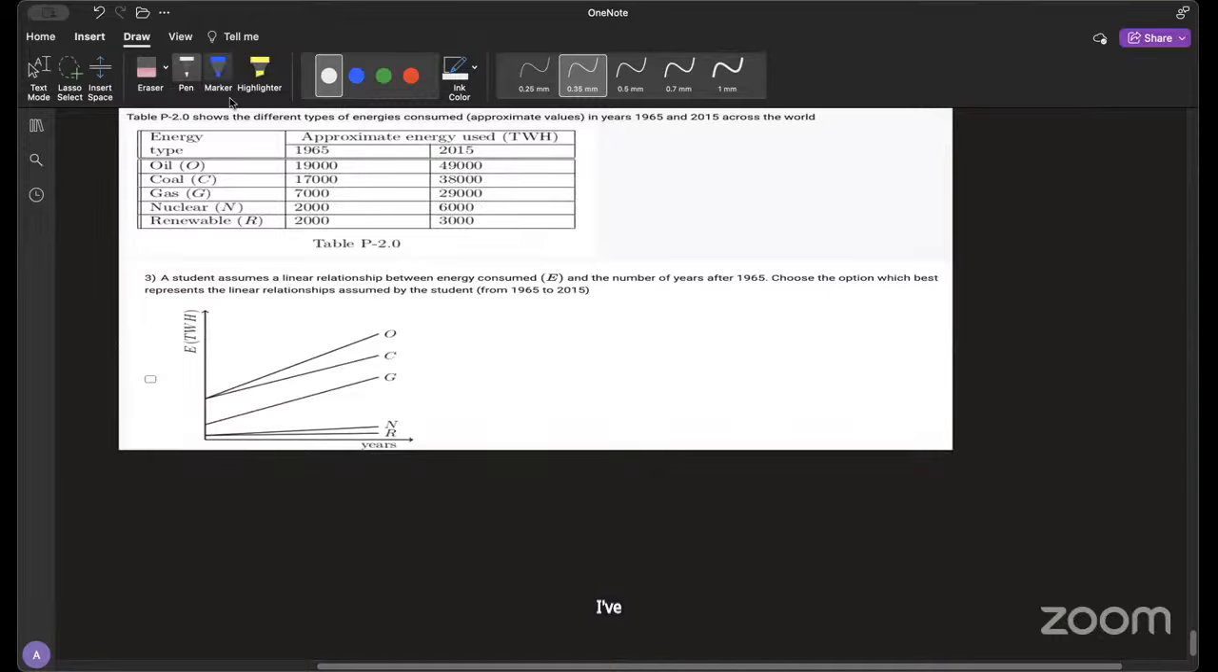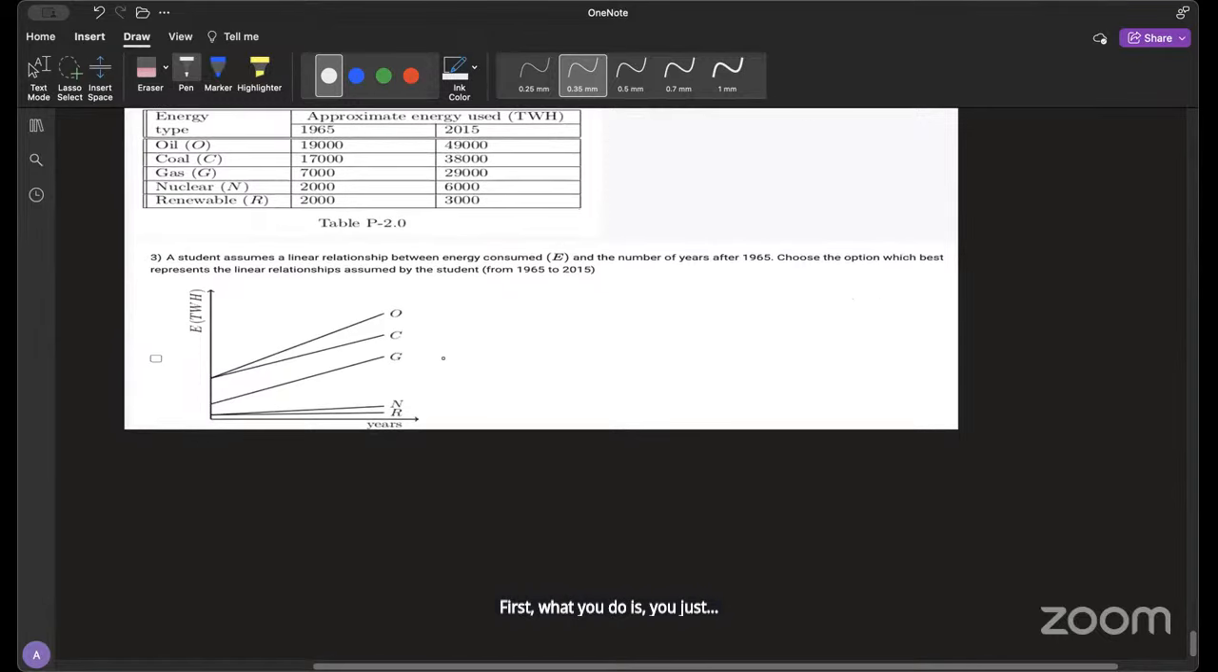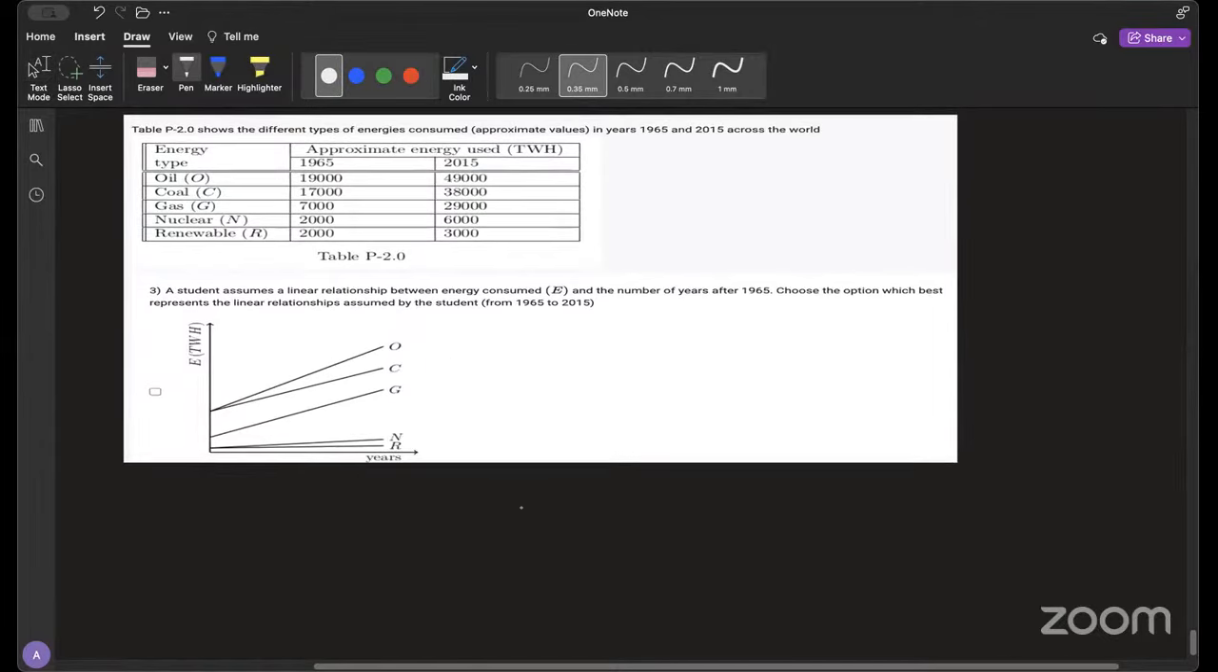I've been given this thing. This is the data given to you, and first, a quick way to identify the options here is, let's just say x equals 0 in 1965, and for 2015 it will be 50, right? So if this is 0, this is 50.